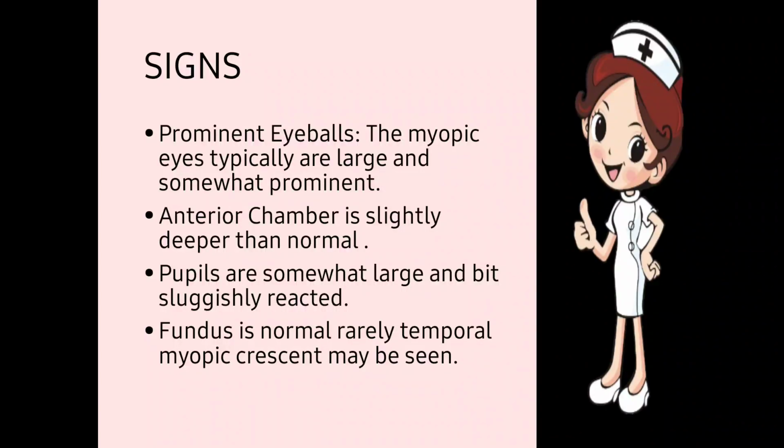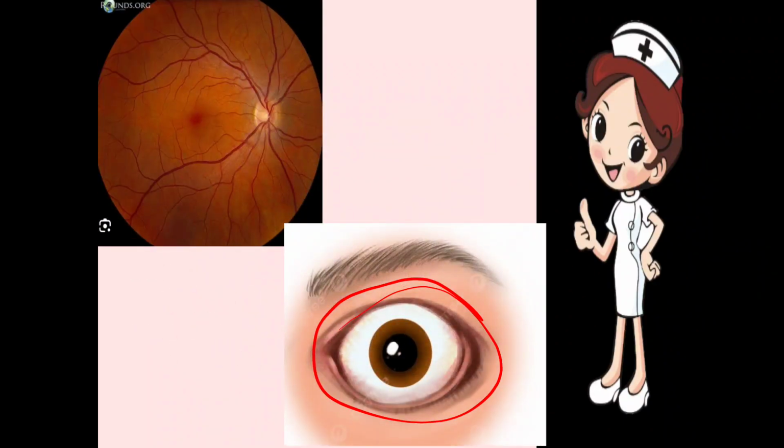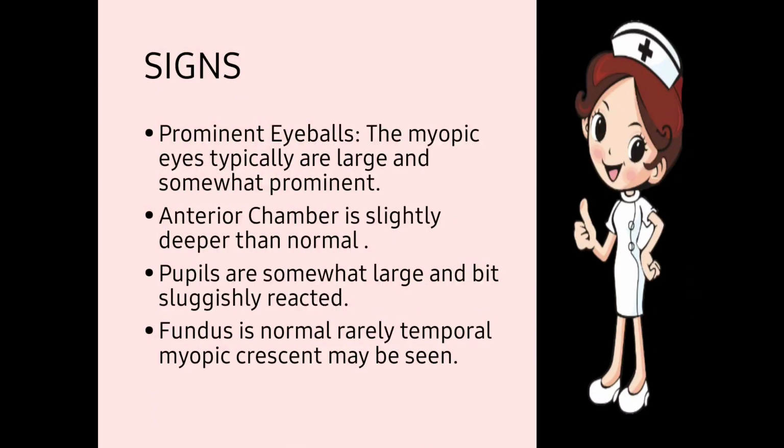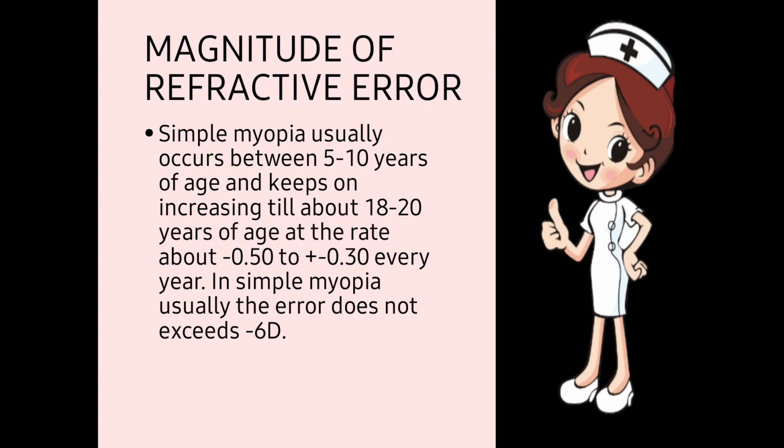Pupils are somewhat large and a bit sluggishly reacting. If you notice, the black part is the pupil, and it is somewhat large compared to the normal pupil, and it will react sluggishly, that is, slowly. When we shine a torch light on it, it will react sluggishly as compared to normal. Fundus is normal, and rarely a temporal myopic crescent may be seen. So this one is the normal fundus. The retina will be seen normal in case of myopia.